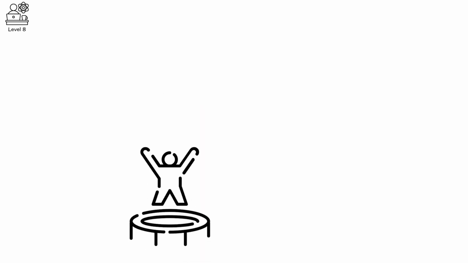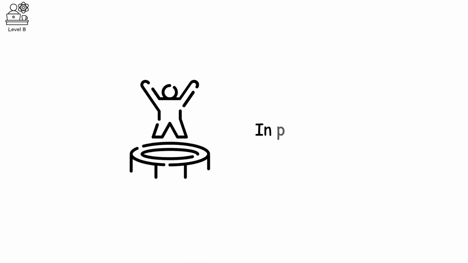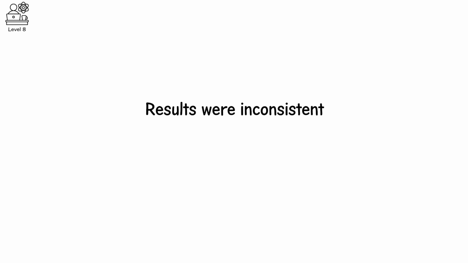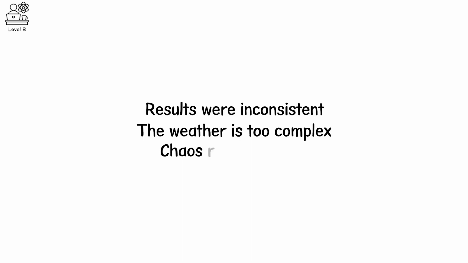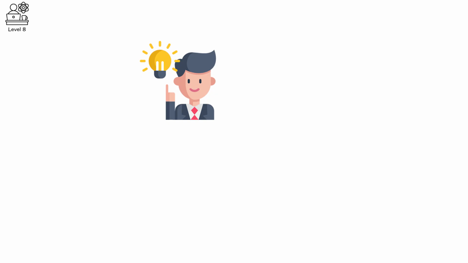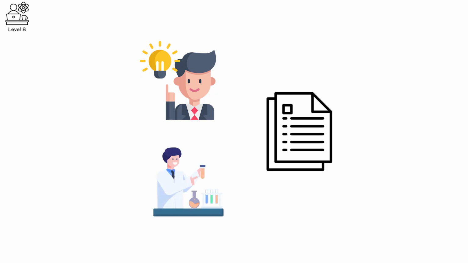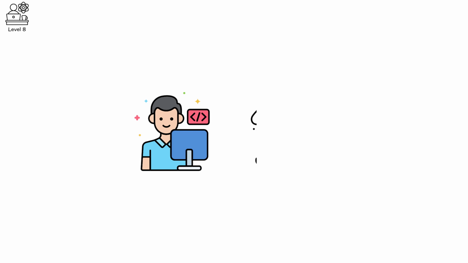In theory, you could starve a storm before it spun. In practice, results were inconsistent. The weather is too complex. Chaos resists control. But the idea never died. Even today, in secret labs and speculative papers, engineers ask, can storms be diffused?